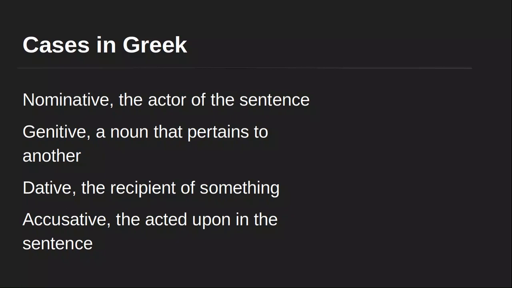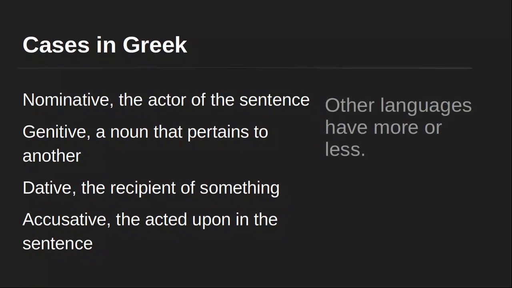The dative is the recipient of something. So you can think of this as the indirect object, right? So if you send a card to your grandmother, the grandmother is the dative in that sentence. And the accusative is the thing acted upon in the sentence, right? So if you send the card to your grandmother, then the card is the thing that is accusative.